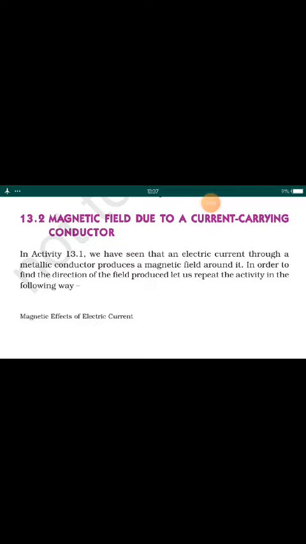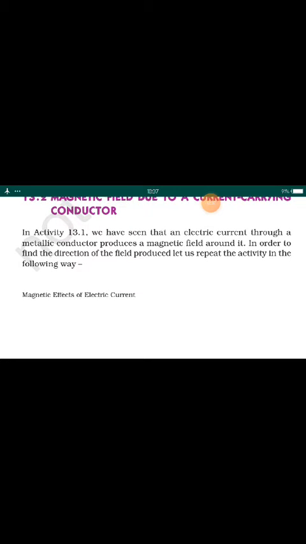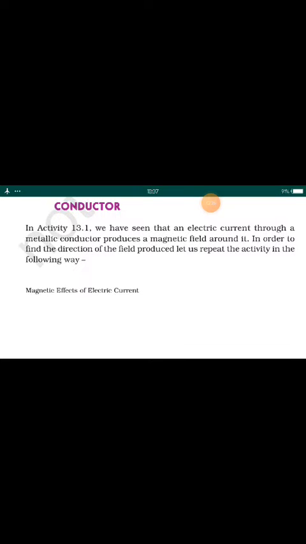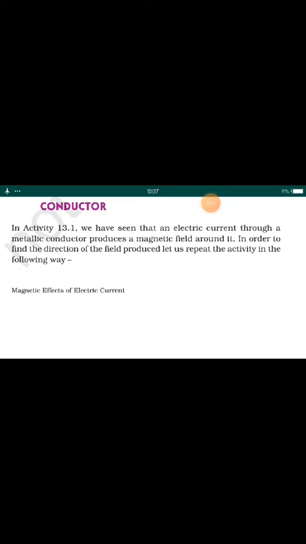So topic 13.2, magnetic field due to a current carrying conductor. In Activity 13.1, we have seen that an electric current through a metallic conductor produces a magnetic field around it. In order to find the direction of the field produced, let us repeat the activity in the following way. ये एक्टिविटी को पूरा उन्होंने रिपीट किया है.